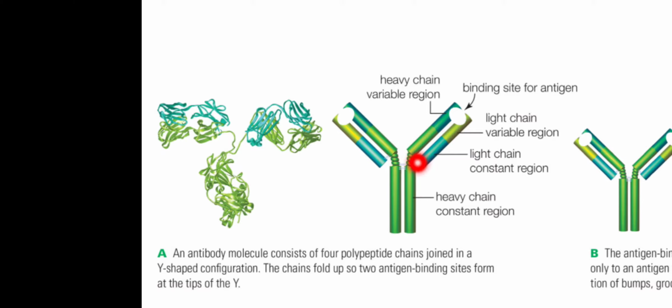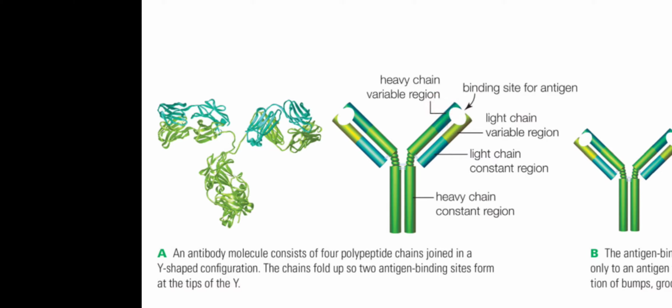It has a hinge region, so it's basically movable. These arms are quite flexible. You have a movable hinge here. You have here the constant region and the variable region. What is important in the antibody is this binding site for the antigen. This is the variable region.